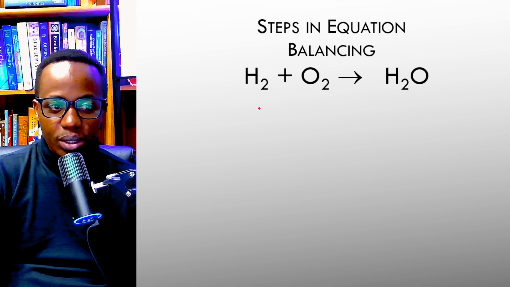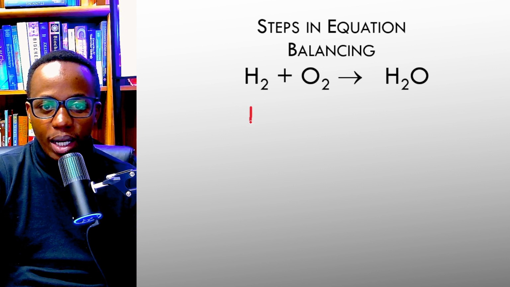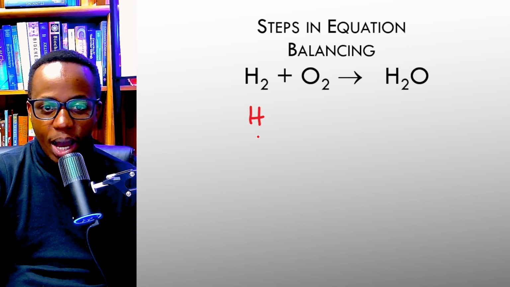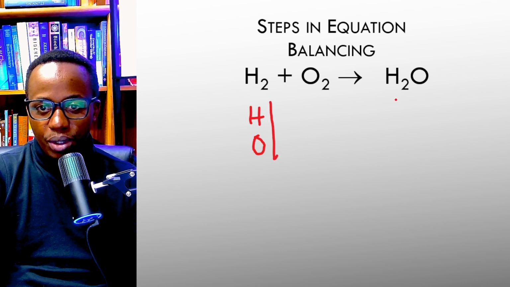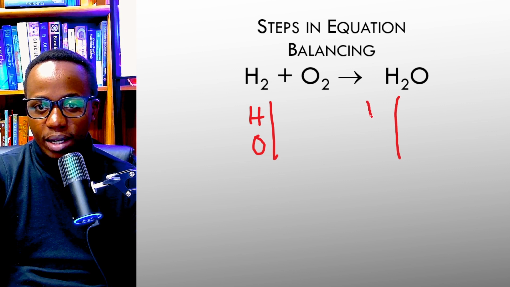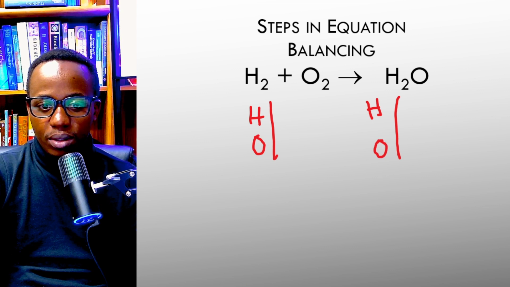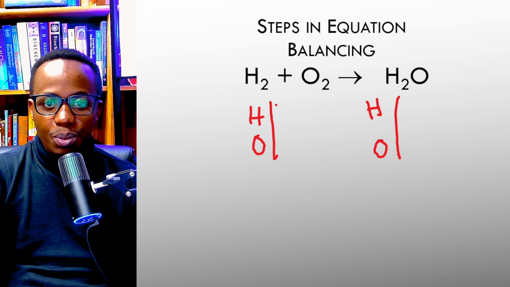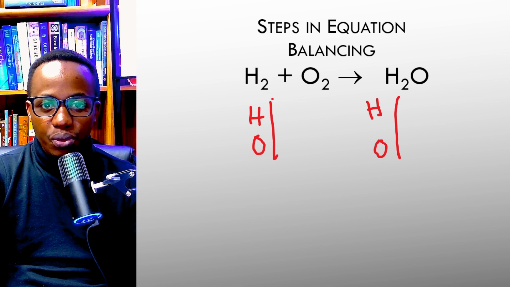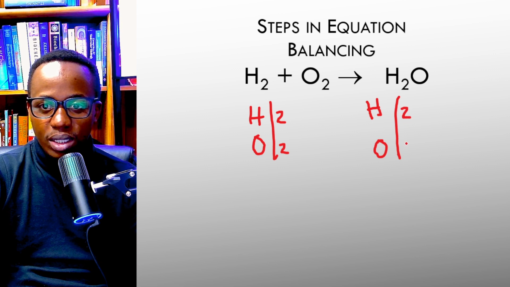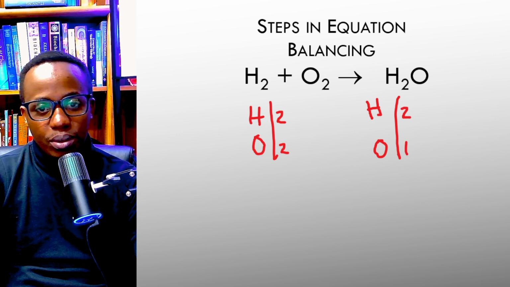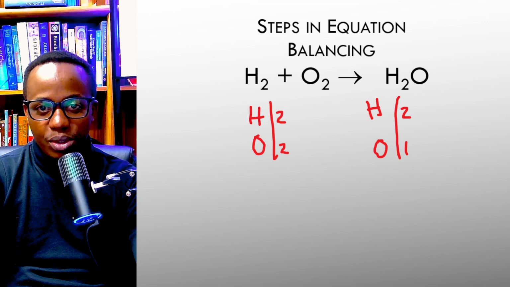I'm going to start by laying down my atoms on either side. So I'm going to draw a line for the reactants and the products, and then I'm going to lay down my atoms. This is H, this is O. These are my atoms, right? So that's step 1. Step 2, write down the number of atoms. For hydrogen, I have 2. For oxygen, I have 2 on this side. And then for hydrogen, I have 2. For oxygen, I have 1. That's step 2. Write down the number of atoms.